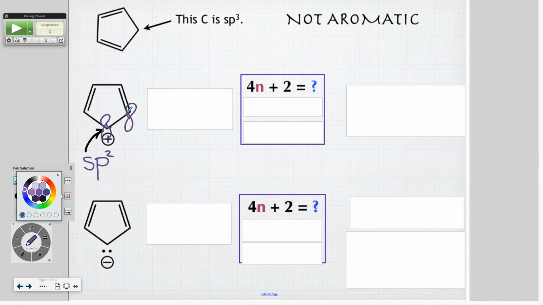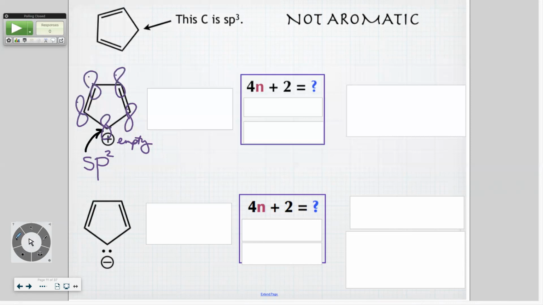Right? What is in the p orbital? Look, I'm going to draw the p orbital. Okay, so every carbon in that ring is sp2 hybridized. What's in this p orbital? An electron, an electron, an electron, an electron. What's there? It's empty. Okay, so the total number of electrons we have are 4. Okay, so what is that for even number or odd number? It's an even number. So what is that? Even number is not aromatic.